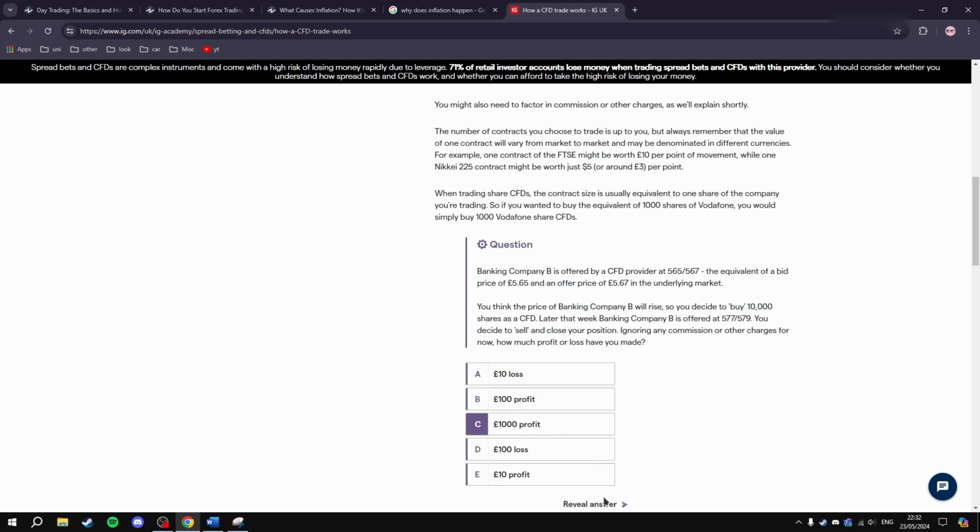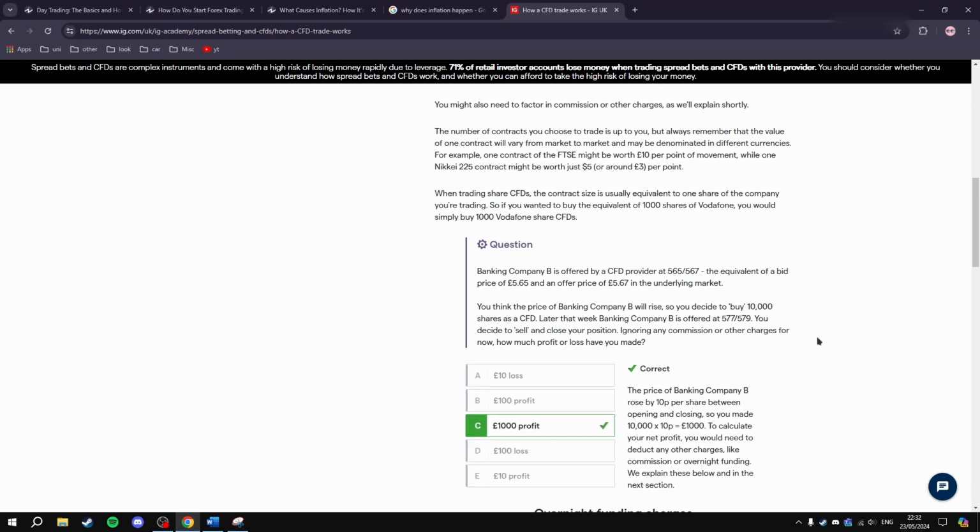You definitely profited. The price of banking company B rose by 10p per share between opening and closing position. So you made 10,000 times by 10p, which is £1,000. To calculate net profit, you will need to deduct any other charges like commission or overnight funding. We'll explain these below in the next section.